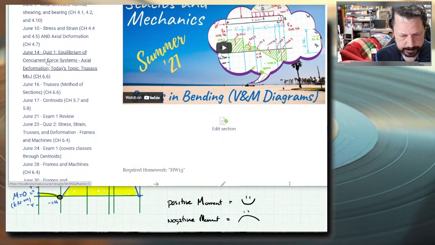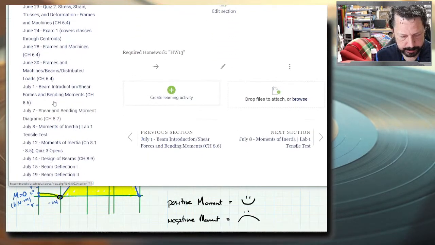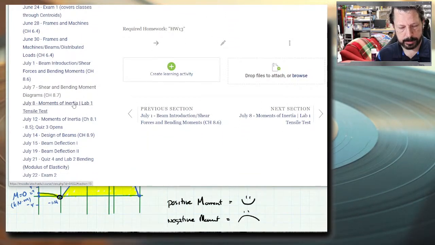And then we've got, where are we at? July 8th. Moments of inertia. Oh, no. I said we were going to do some more shear and bending moment diagrams, and we'll start moments of inertia. And lab 1.